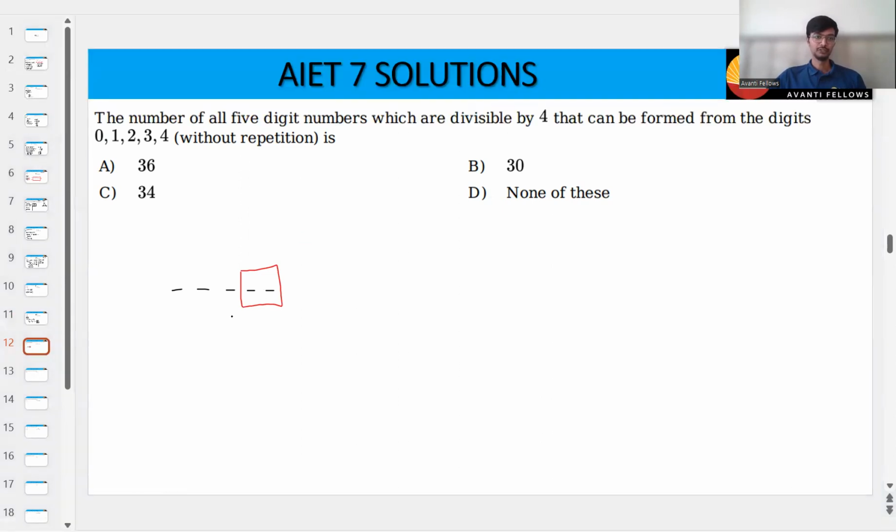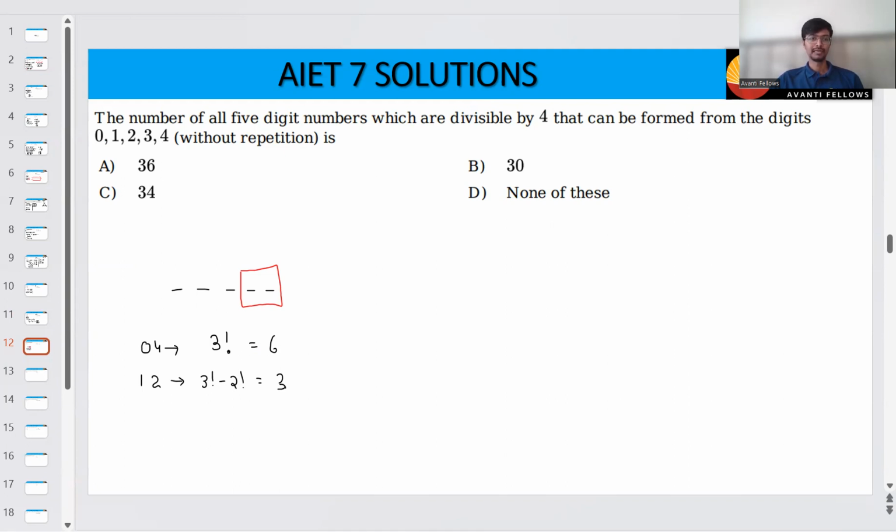So case 1, the last two digits are 0 and 4. Then the other three digits can be filled in 3 factorial ways, which is 6. Next, the ending is 12. The others can be filled in 3 factorial minus 2 factorial ways, because 0 will not come first. 0 will not come, and 1 and 2 are already used. Similarly, here we get 3 factorial minus 2 factorial, which is 3.